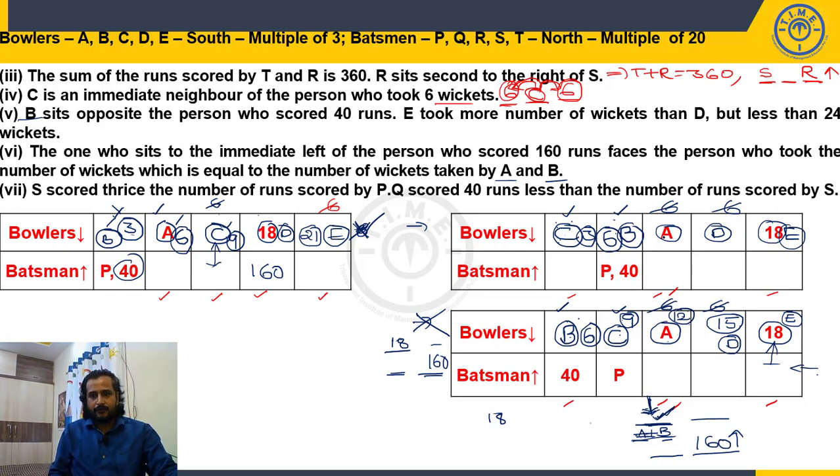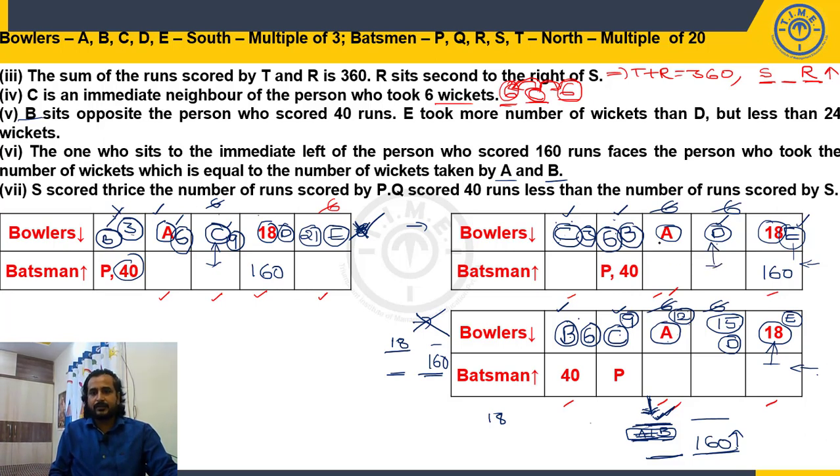Though I don't know the value of A, definitely where that 160 will come, the only scope will be here. Because whoever I take immediate left of A, that person opposite is the sum of the wickets taken by A and B. This should be after A and B. And we have only scopes D and E after A and B. If I take E as the sum of A plus B, E should be opposite and immediate left of 160, which is not possible. So the only possibility will be here. So this will be that person.